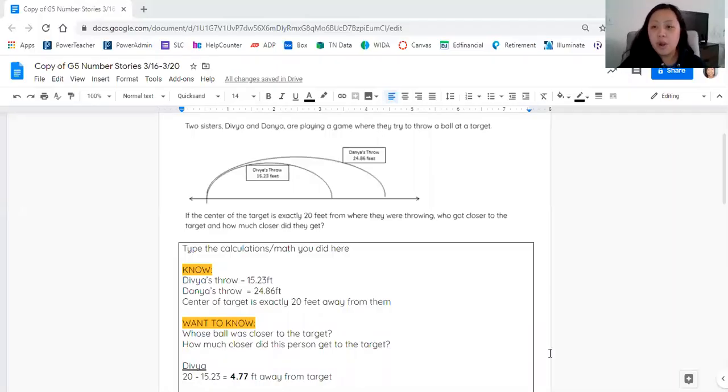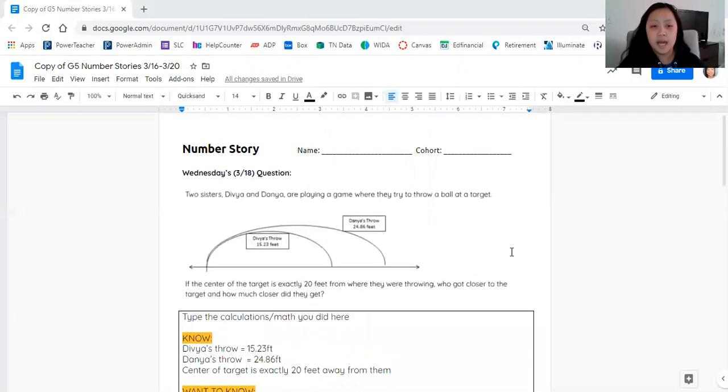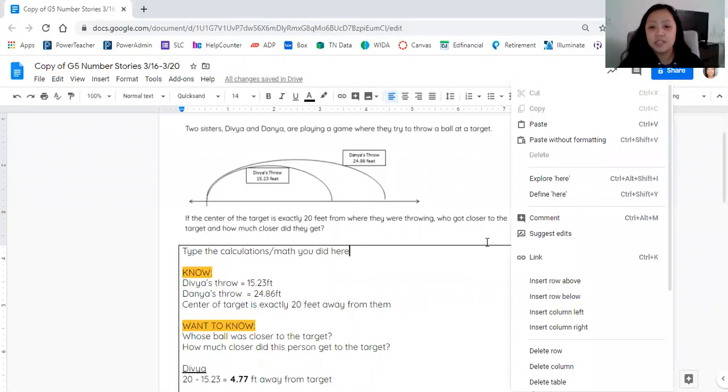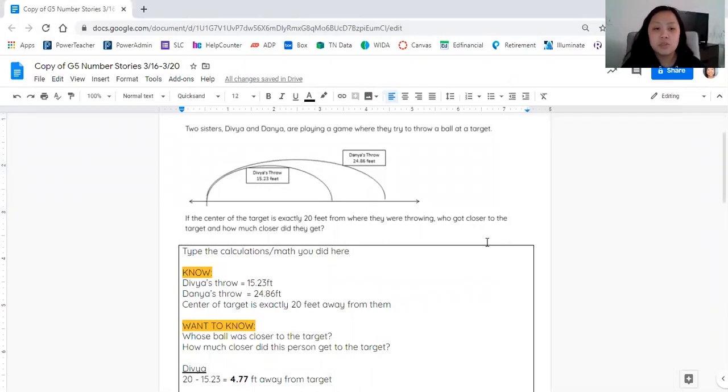Awesome. So the problem you had on Wednesday, I'll read it out loud. Hopefully you guys are following along as you're watching this if you haven't solved it yet on your own. It says two sisters, Divya and Danya, are playing a game where they try to throw a ball at a target. And so we have this visual model here that tells us how far Divya threw and how far Danya threw. The question is asking us if the center of the target is exactly 20 feet from where they were throwing, who got closer to the target and how much closer did they get?